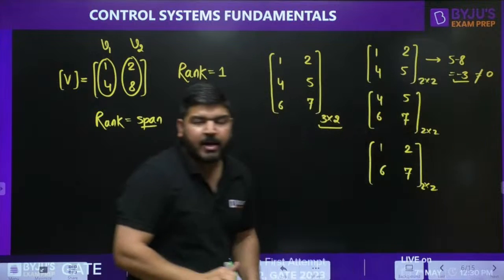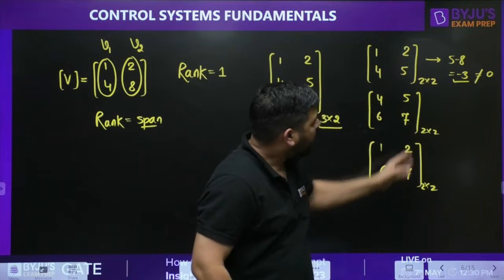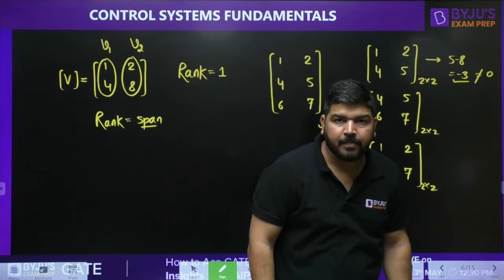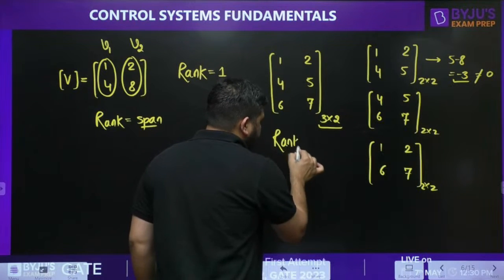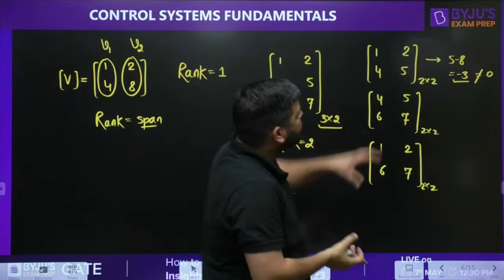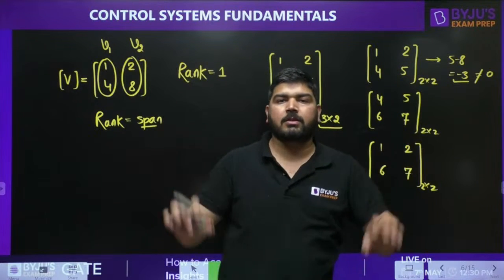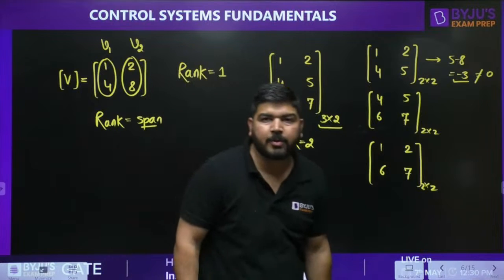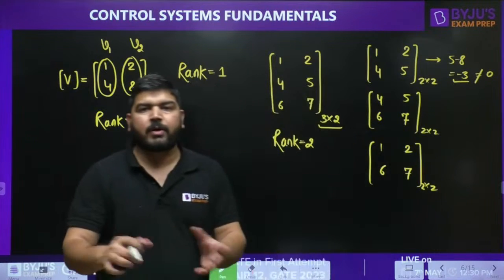If any one matrix has a non-zero determinant, then you can say the rank is 2. But if the determinants of all the matrices are equal to 0, then rank cannot be 2. You have to go to rank 1. So this way you can check the rank.